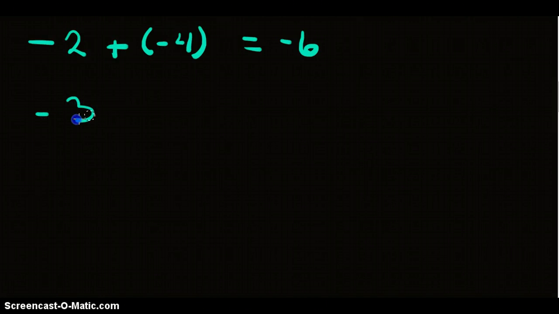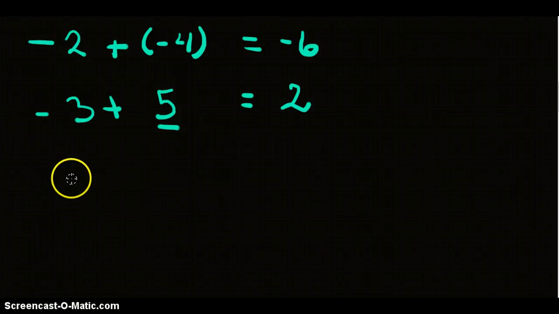Negative 3 plus positive 5. Well, the signs are different. So I'm going to find the difference in these two numbers. 5 minus 3 is 2. And I'm going to give it the answer, the sign of the larger number, which in this case is positive. So my answer is positive 2.